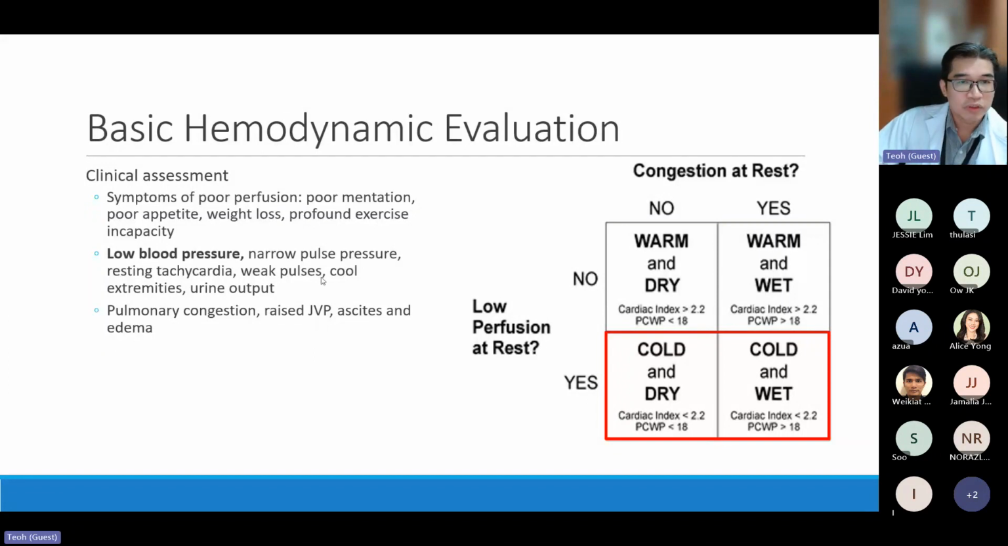So how do we know the patient has poor perfusion? Symptom-wise, the patient tends to have an altered conscious level, poor appetite, weight loss, profound exercise incapacity. Signs suggesting low perfusion include low blood pressure, narrow pulse pressure, resting tachycardia, weak pulses, cool extremities, and poor urine output.